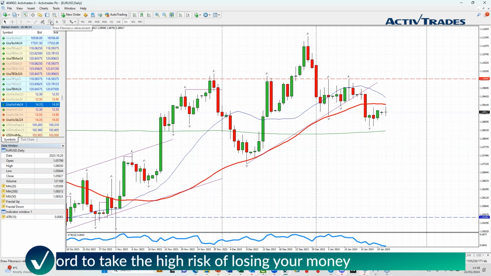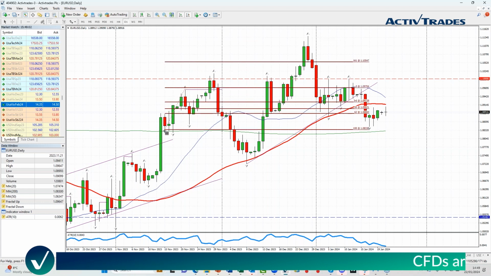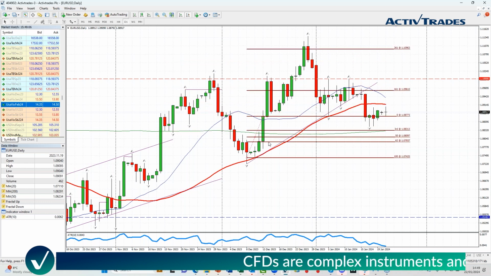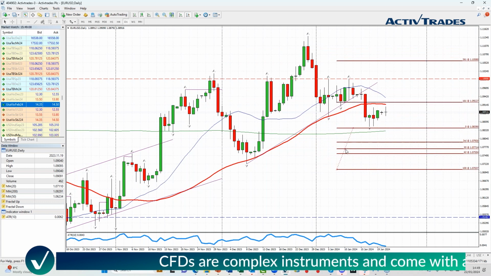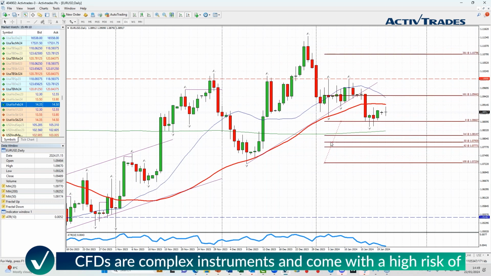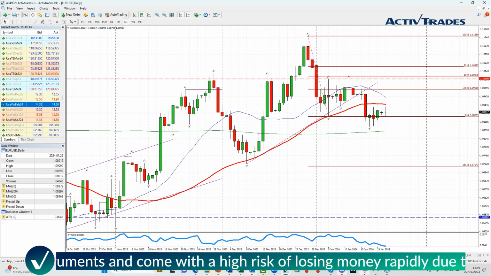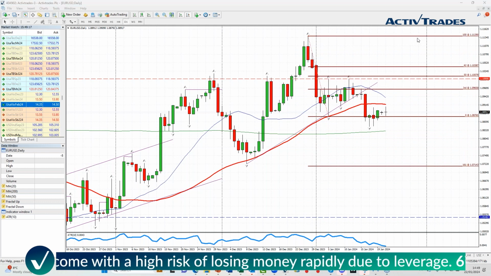So the Fibonacci tool here, mine's probably set up a little bit differently from other people's. Let's just bring this here.